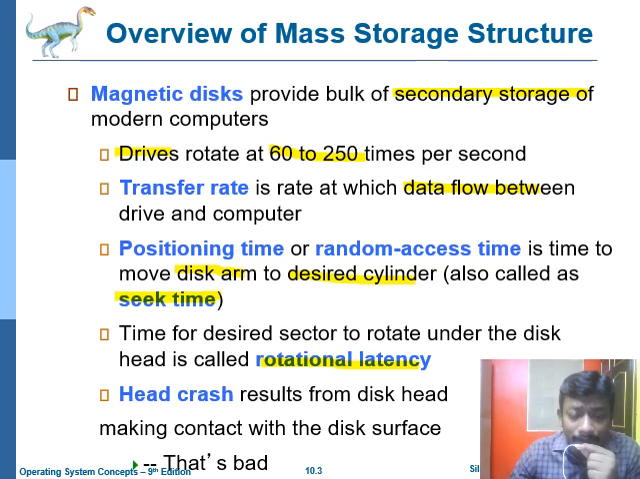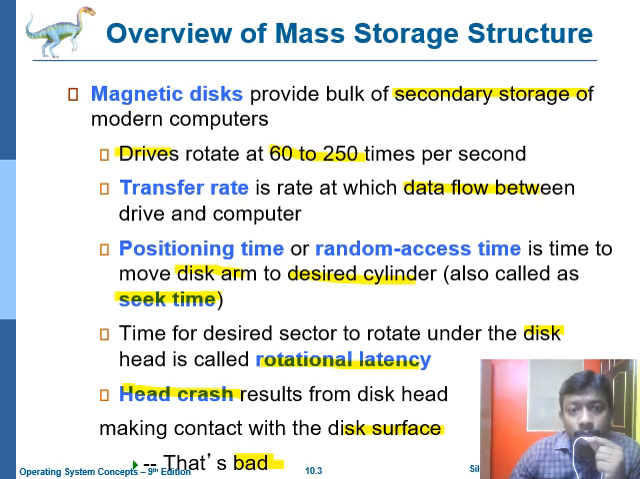So the sector is rotating under the disk head. This is called the rotational latency, to find a particular sector in a particular track. The final factor is a head crash, which is a bad thing if it happens. This results from the disk head making contact with the disk surface. These are all the factors we have to keep in mind before entering into the further portion of the syllabus in this unit, mass storage structure.